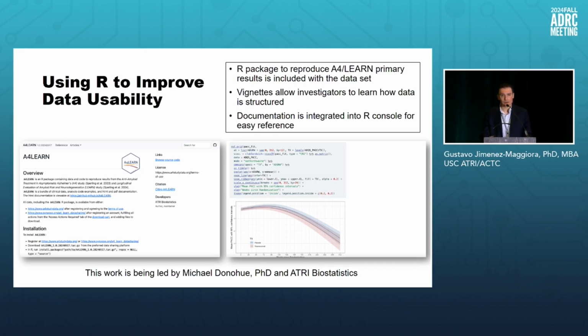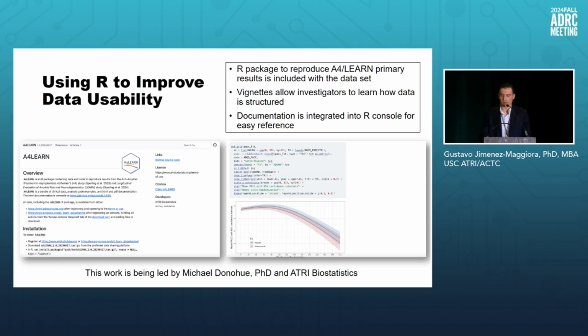an R package that's included with the data to allow for a more usable approach that allows investigators to replicate the results of the primary A4 analysis, as well as incorporates code and documentation to help investigators get familiar with the data sets and be able to replicate some of the results in the primary publication and some of the related publications.